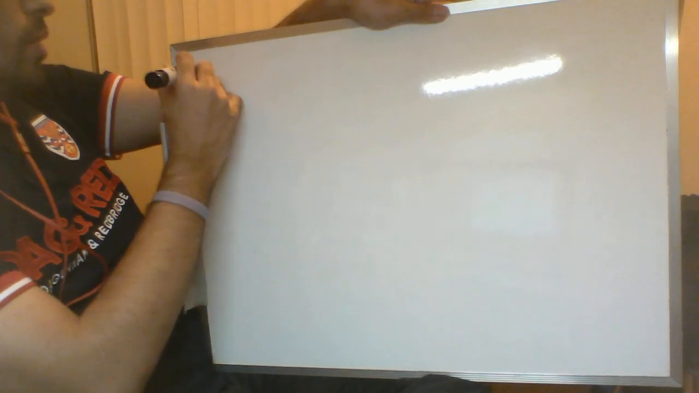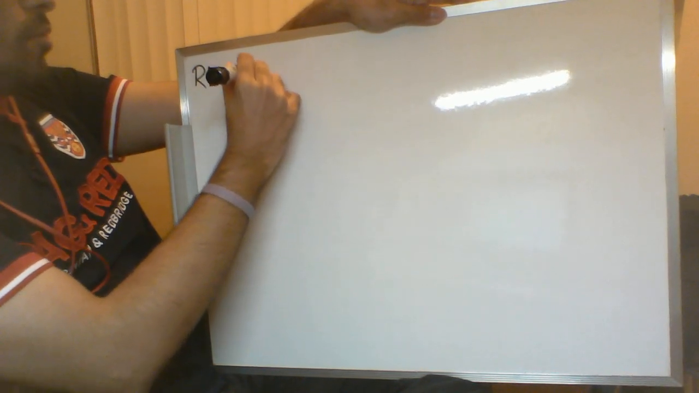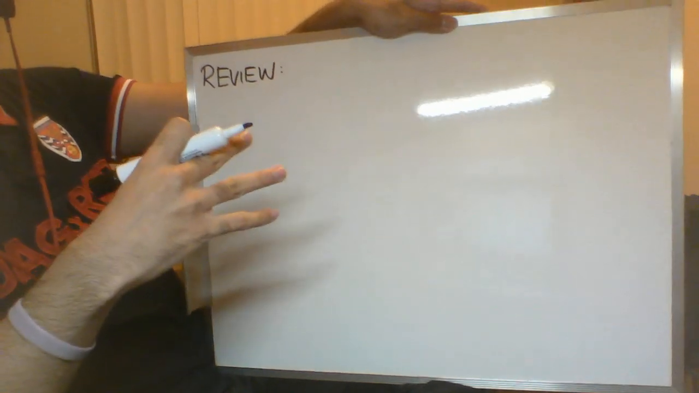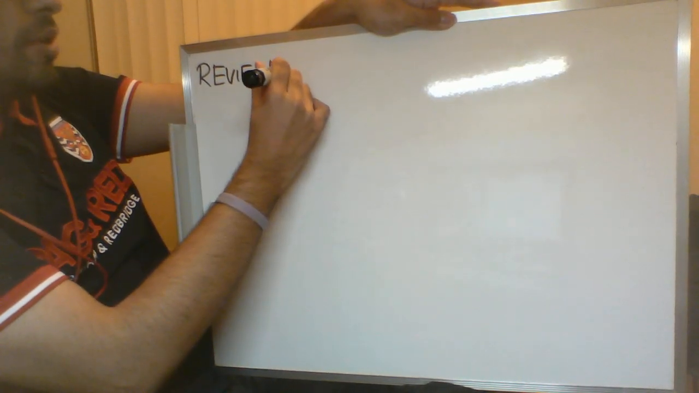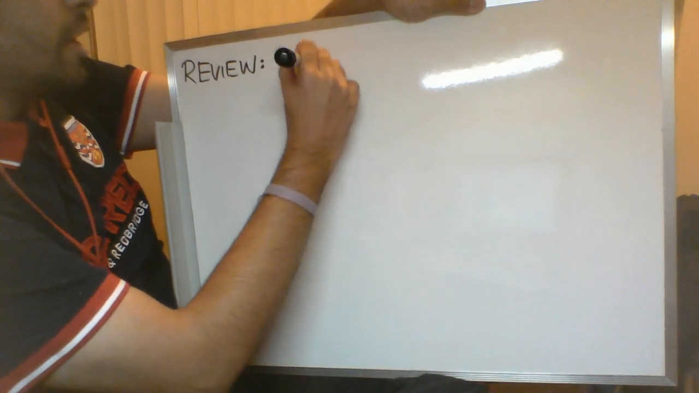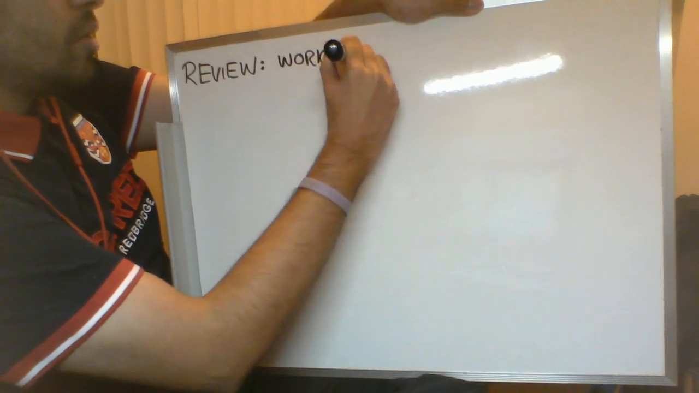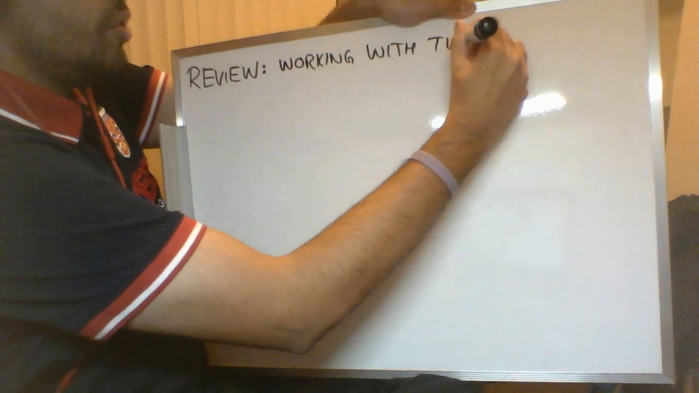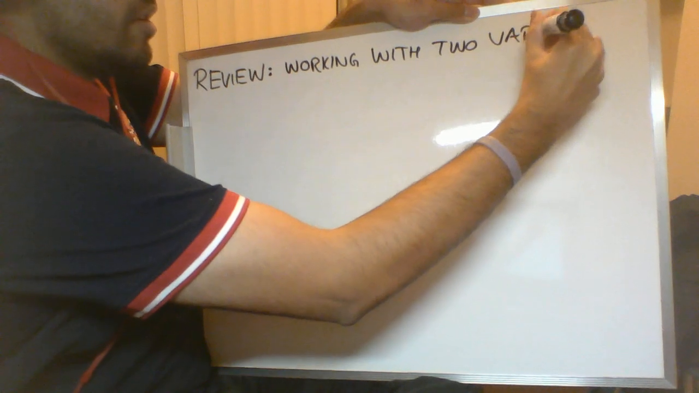So what we'll do is we'll go through the step-by-step process, and then we will just do two numerical problems, so ones where I just give you the equations, and we'll call it a day there. So this is a review of working with two variables.